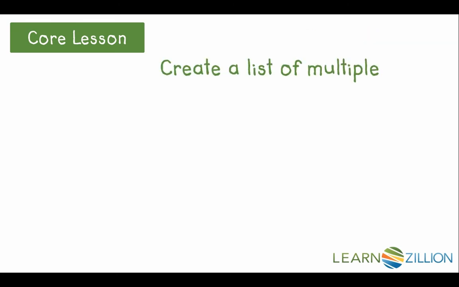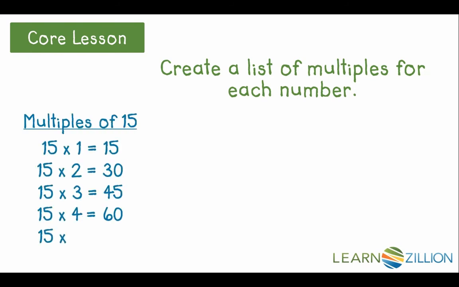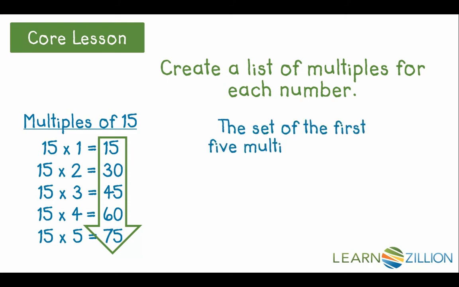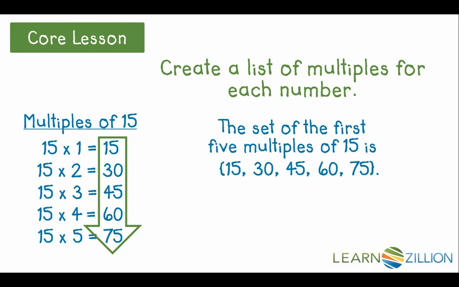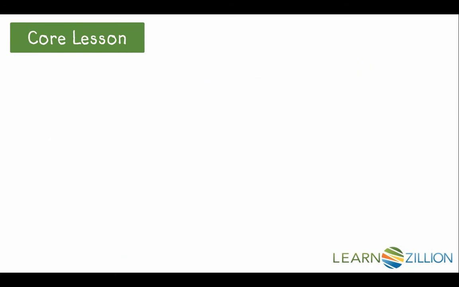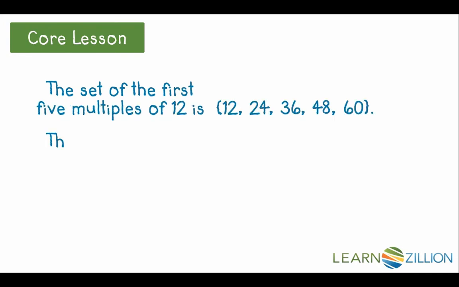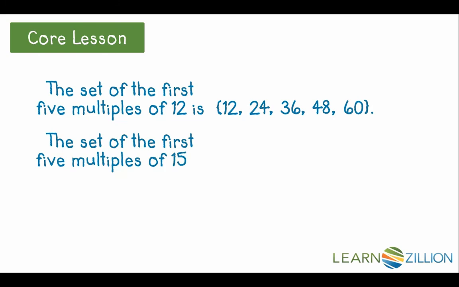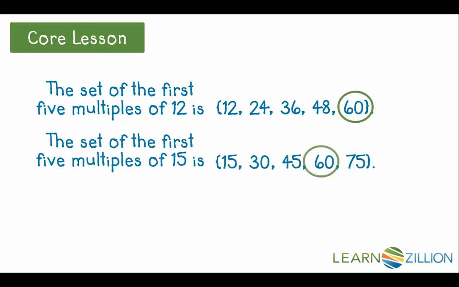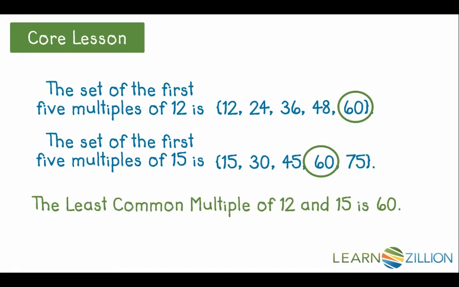Now I want to do the same thing for the number 15. Let's create a list of multiples for 15. These are the first 5 multiples of 15. So the set of the first 5 multiples of 15 is 15, 30, 45, 60, and 75. Now, what I need to do is to compare both of these sets of multiples, and I'm looking for the first number that they both have in common. Do you see it? Here it is. 60 happens to be the least common multiple of 12 and 15.